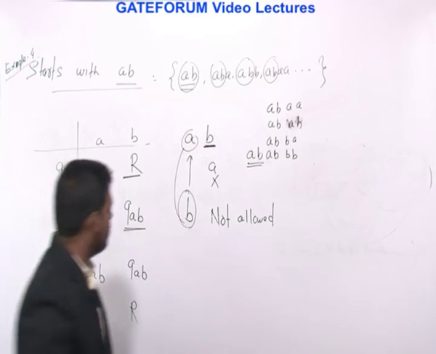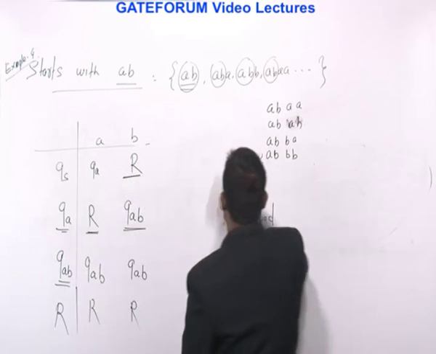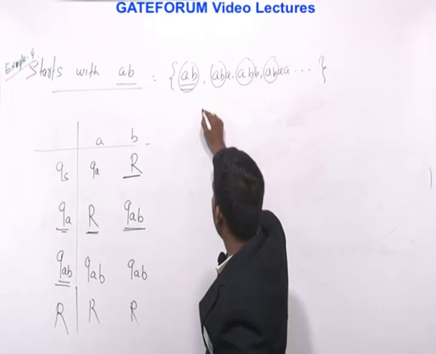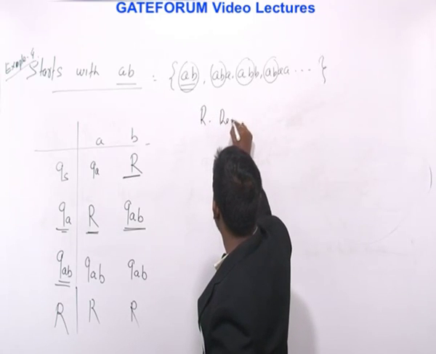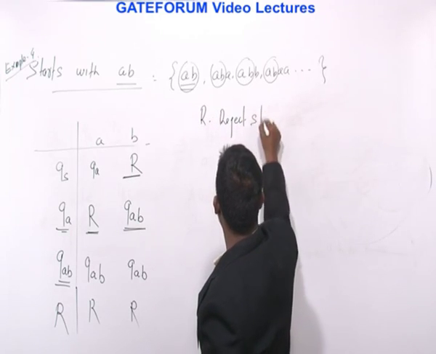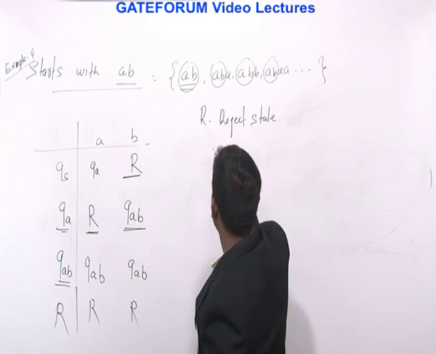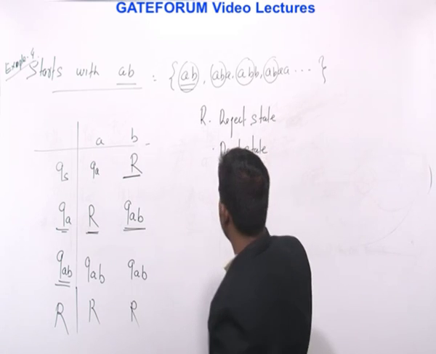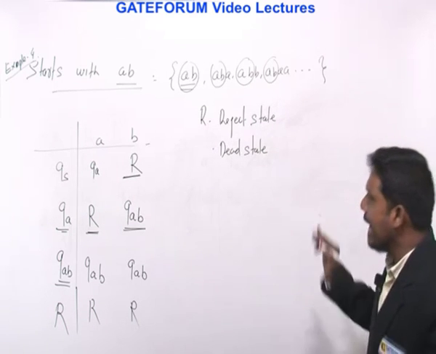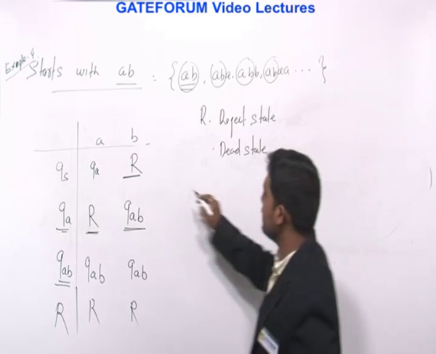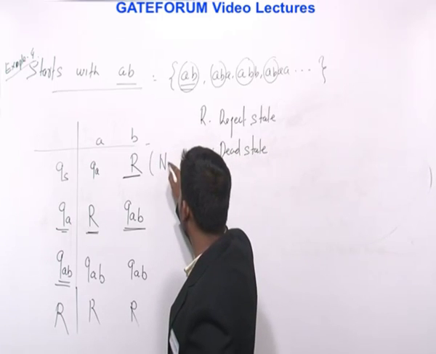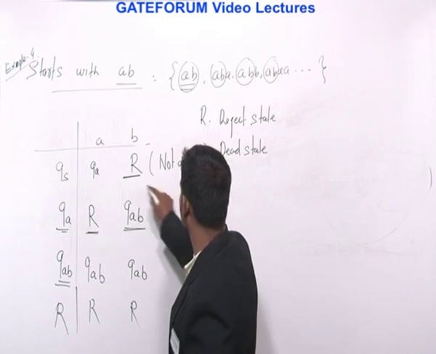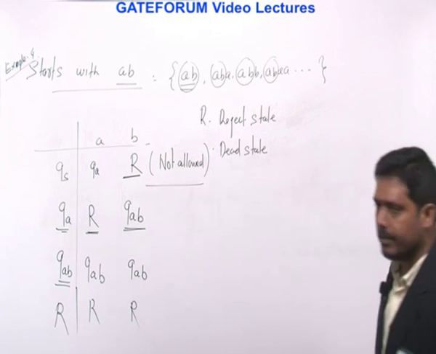This is the first time it has been introduced, and it is called a reject state. R is a reject state, or a dead state. Why do I require a reject state? Because this condition is going for the not allowed case. This is not allowed, and that's why we are rejecting it.